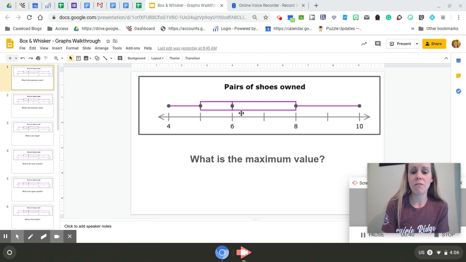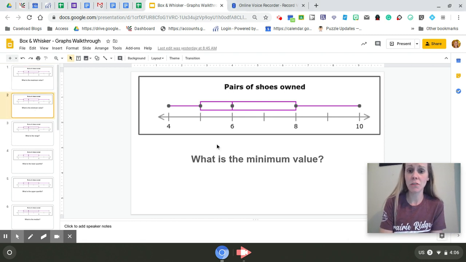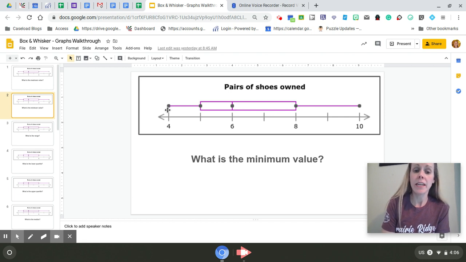So if I'm asking for the maximum value of this box and whisker plot, that would be the very far right. So the top value is 10. So that's my maximum. If I ask you for the minimum, that's the other extreme. So I'm going to go down to the left, and my minimum value would be 4.